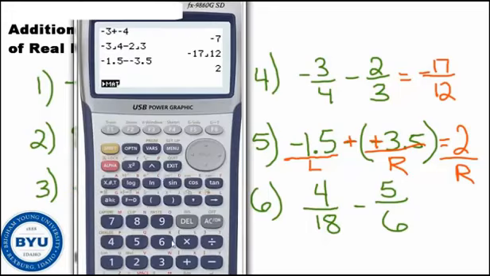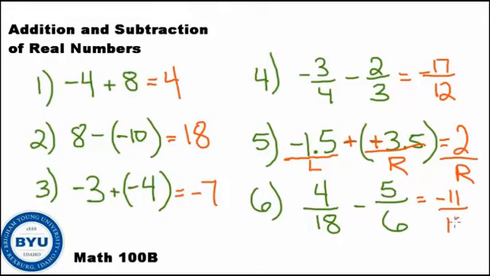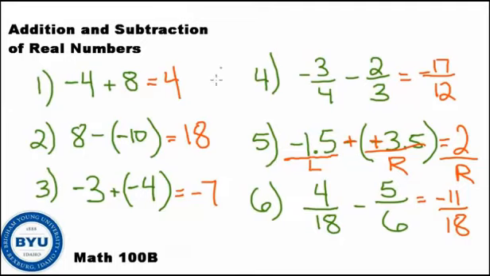On the last one here, we would do 4/18 minus 5/6, and we would get our answer of negative 11/18. And so that's how we would do those 6 problems. Again, that's using addition and subtraction of rational numbers. And that is our lesson for the day. There are some word problems that you can use in this.